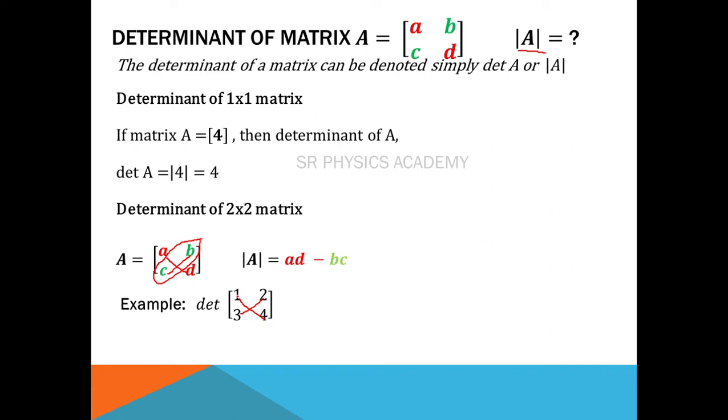So 1 into 4 minus the product of the other diagonal. What are these two elements? 3 and 2. So we get determinant A equal to 1 into 4 minus 2 into 3. After that we get 1 into 4 minus 3 twos are 6, so we get minus 2. The determinant of this matrix is minus 2. How did we get minus? Because the higher number's sign is here, so we got minus 2.